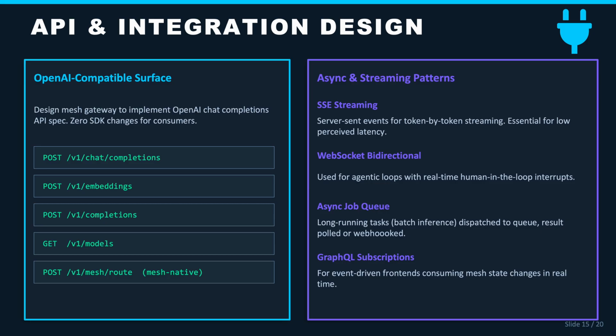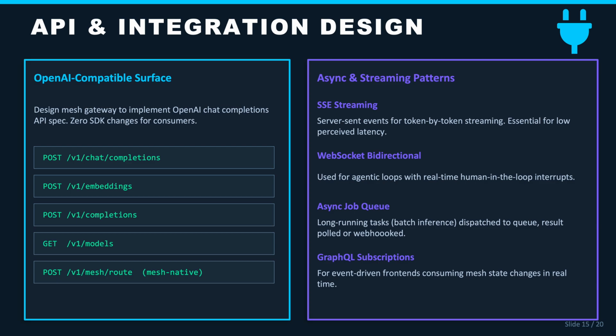API and integration design. How you expose your mesh to consumers is as important as the mesh itself. The single most important design decision is to implement an OpenAI-compatible API surface at your gateway. This means 0 SDK changes for any consumer already using the OpenAI Python SDK, TypeScript SDK, or any OpenAI-compatible library. Your core endpoints are the standard POST /v1/chat/completions, POST /v1/embeddings, POST /v1/completions, and GET /v1/models, plus one mesh native endpoint, POST /v1/mesh/route, for consumers that want explicit control over routing behavior.